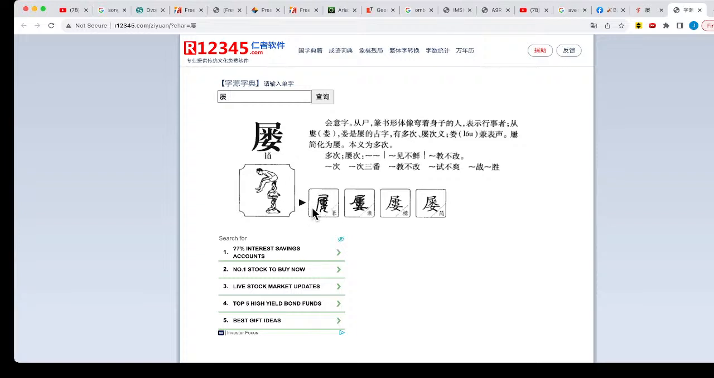You can see that the old character looks like a person. It's like the acrobatic game, like people's stacking game, right? It's like one person on top of another, and then another person on the second person. So this character is like that. Basically stacking two people together on top of each other, and using that to mean repeatedly doing something. This is 屡.